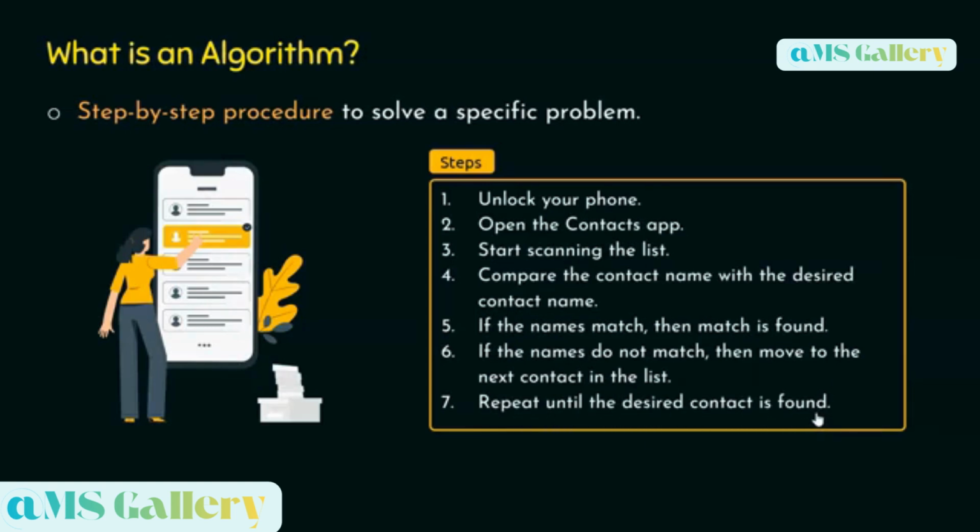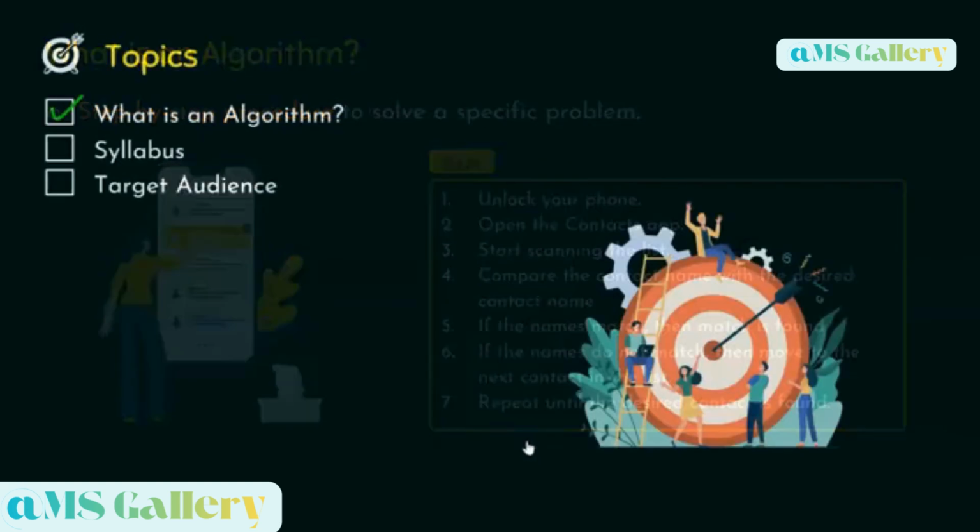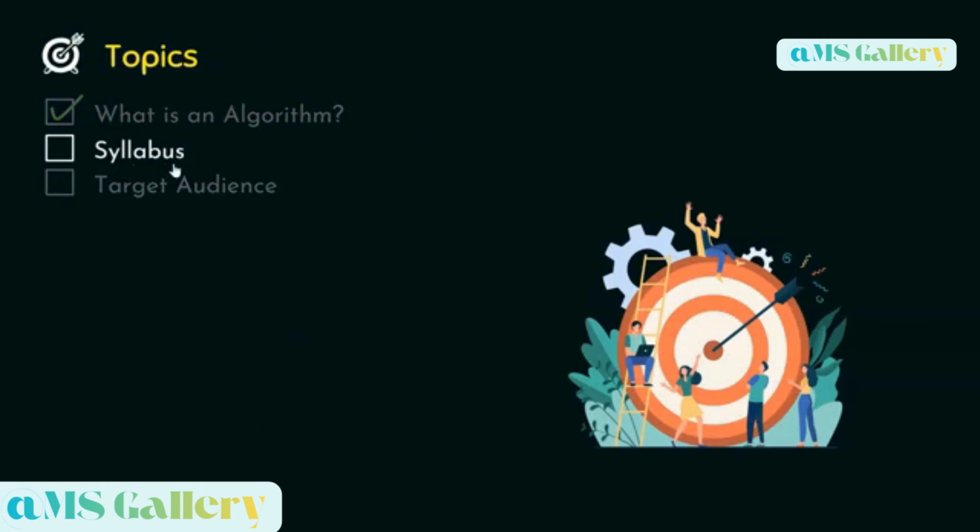So with this, we have understood what an algorithm is. It is a step-by-step procedure to solve a specific problem. Here we have solved the problem of finding a contact in the contact list by writing these steps. So this is the step-by-step process, and hence we can say this is an algorithm. So now as we have understood what is an algorithm, let's see the syllabus of this entire course.